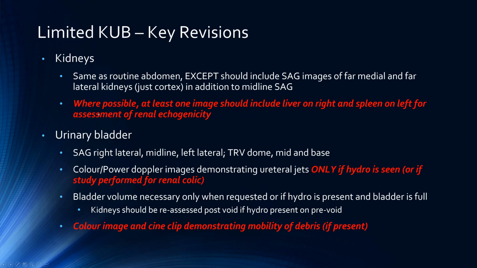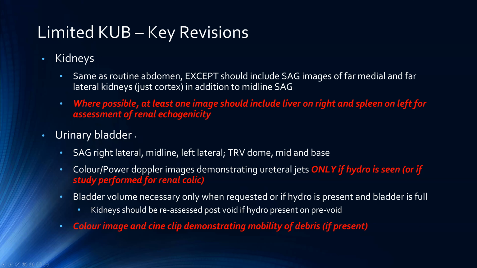And then where possible, really at least one image showing both the liver on the right and spleen on the left in combination with the kidney on the same image to show the differences in echogenicity between those two. That's something that I find we kind of do inconsistently, and I think we need that routinely on all abdomens for hepatic echogenicity, and then for these KUB examinations with liver and spleen to show renal echogenicity.